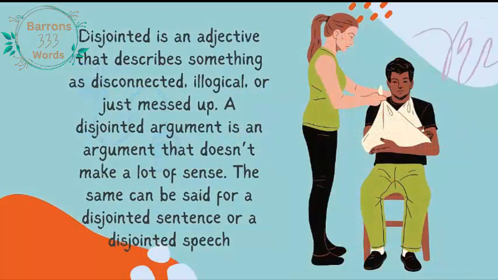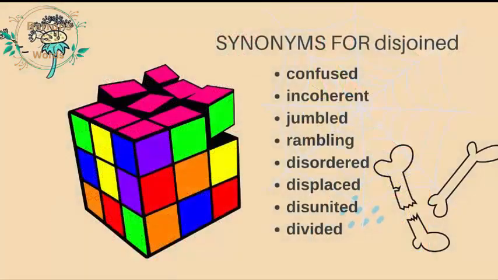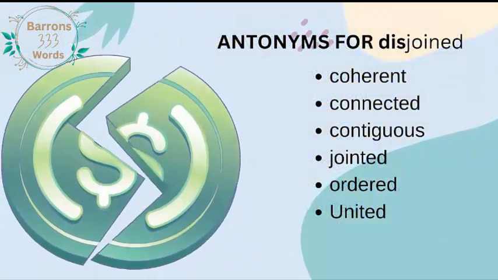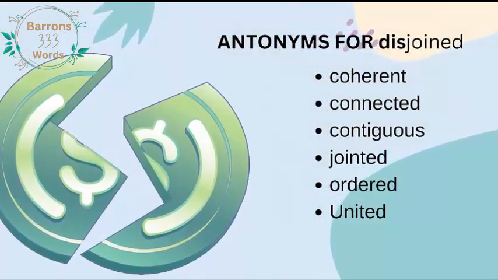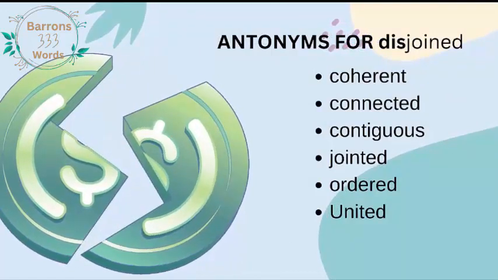In a medical sense, disjointed means dislocated or separated at the joint. When someone gets injured, they may end up with a disjointed shoulder or a disjointed hip. Synonym. Confused, incoherent, jumbled, rambling, disordered, displaced, disunited, divided. Antonym. Coherent, connected, contiguous, jointed, ordered, united.